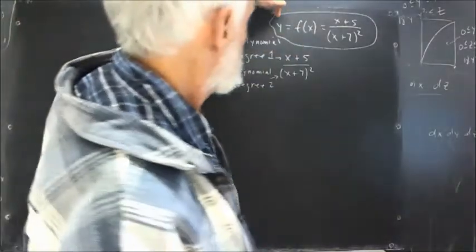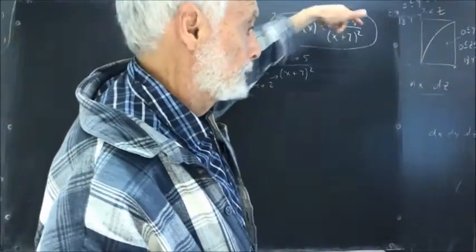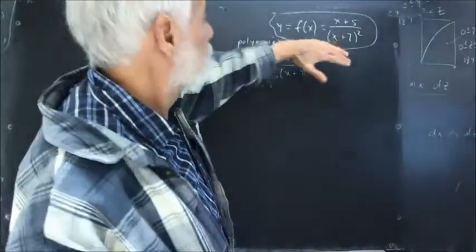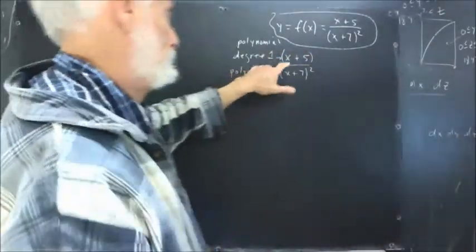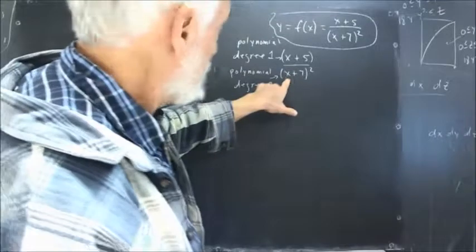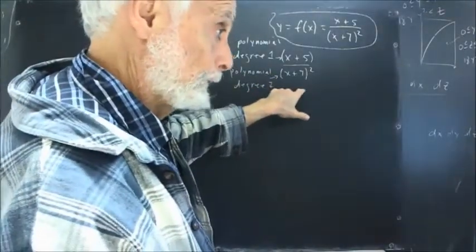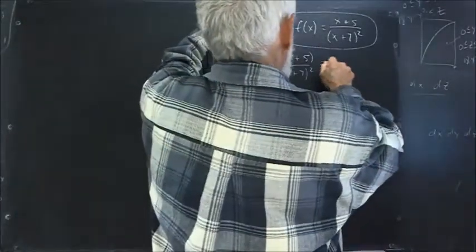We want to analyze and graph the function y equals f of x equals (x plus 5) over (x plus 7) squared. The first thing we want to do is identify what kind of function we have. The numerator is a polynomial of degree 1; the power of x is 1. The denominator is a polynomial of degree 2. If you expand it, you get x squared plus 14x plus 49. So this is a rational function.